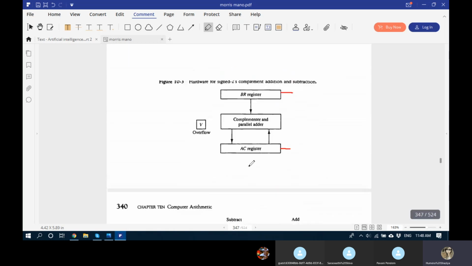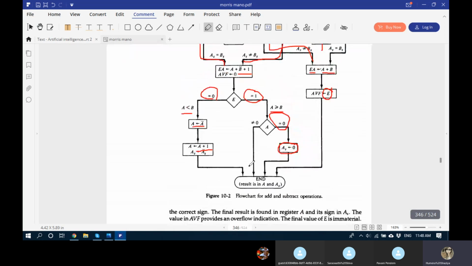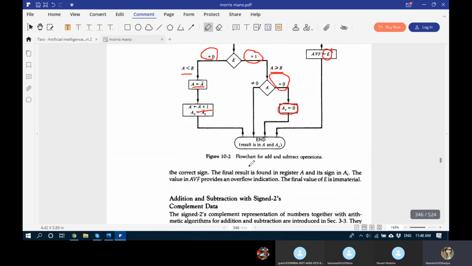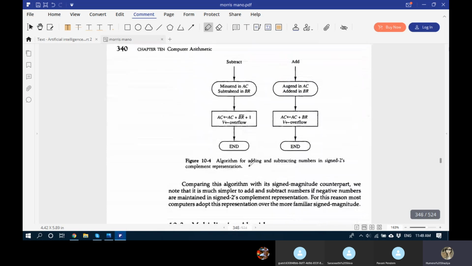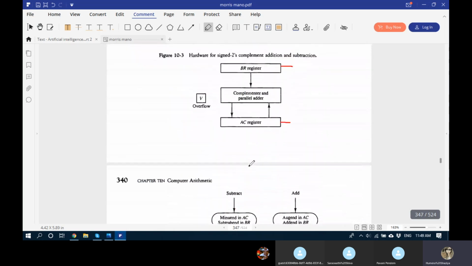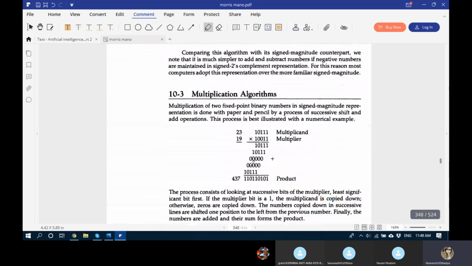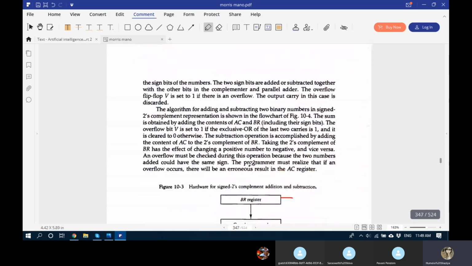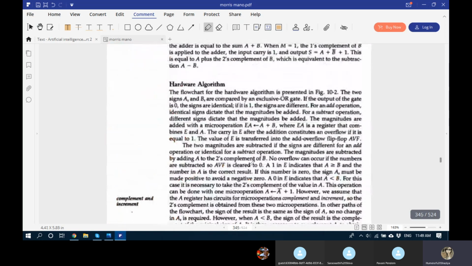This is adding and subtracting using signed magnitude. This is signed 2's complement. Did you understand? Do you have any doubts? Tomorrow we will study multiplication algorithms. In this, if you get any doubt, just go through and you can ask me.